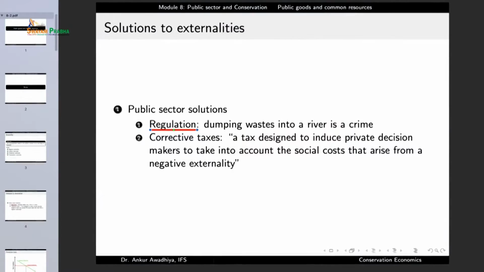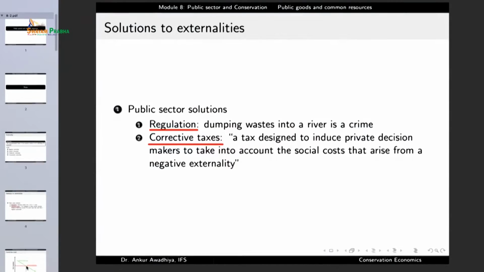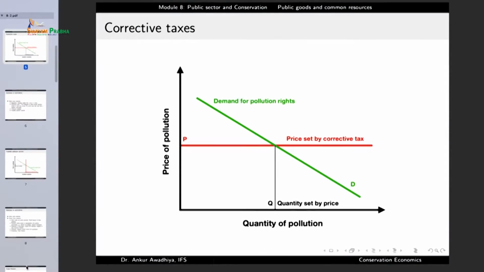Another is corrective taxes, a tax designed to induce private decision makers to take into account the social costs that arise from a negative externality. Now, corrective taxes also go by the name of Pigovian taxes. So it means that if there is a negative externality, the government is going to put a tax on such an action so that it becomes more expensive to do that action that is having a negative externality. So that is the use of corrective taxes. And an example is corrective taxes for pollution.